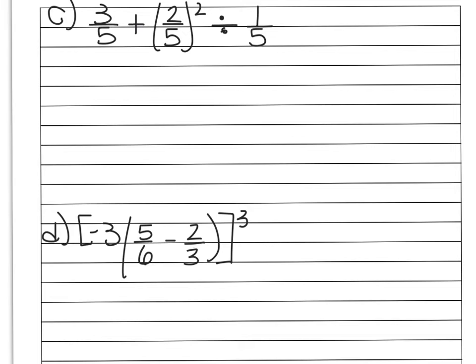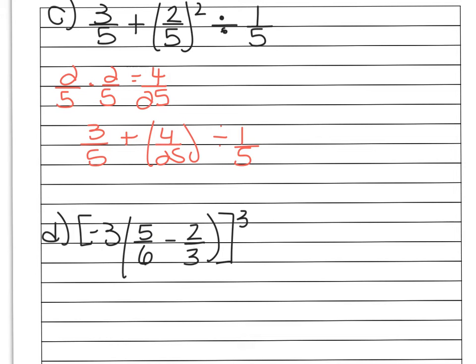Here we have C. Continuing on with our order of operations, we have 3/5 plus 2/5 squared divided by 1/5. Order of operations, you must do the exponents first. We can't simplify anything in the parentheses, it's just 2/5. So we move on to the exponents, so it's going to be 2/5 times 2/5. 2 times 2 is 4. 5 times 5 is 25. So I have 3/5 plus 4/25 divided by 1/5.